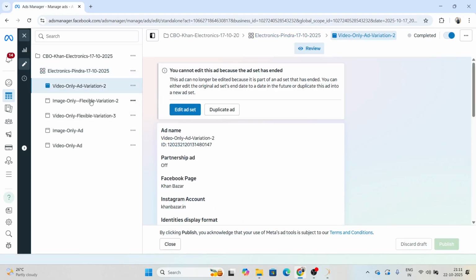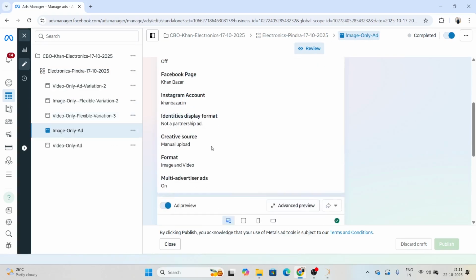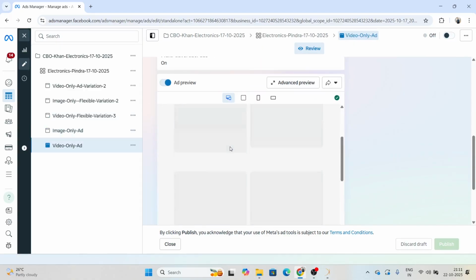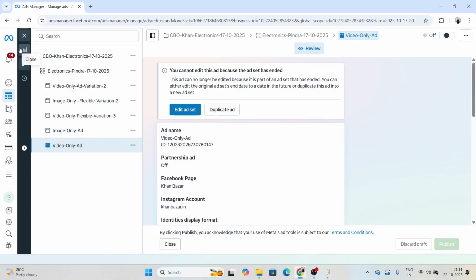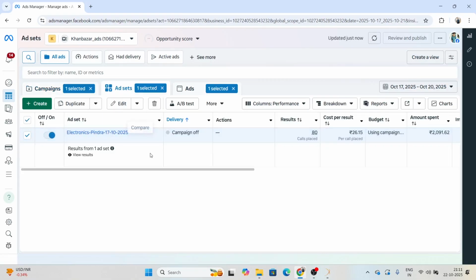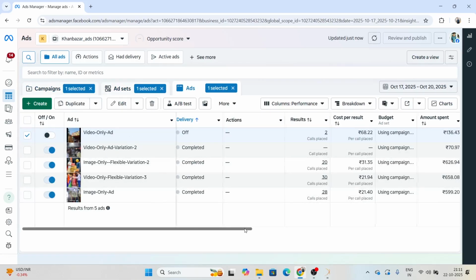Now we can go ahead with the ad creatives. These were the ad creatives, and I'll show you at the campaign level itself which ad creative performed and which didn't perform. So yeah, this is how we optimized the campaign. In 2 days, this is the ad set. These are the ads. You can see the results here.